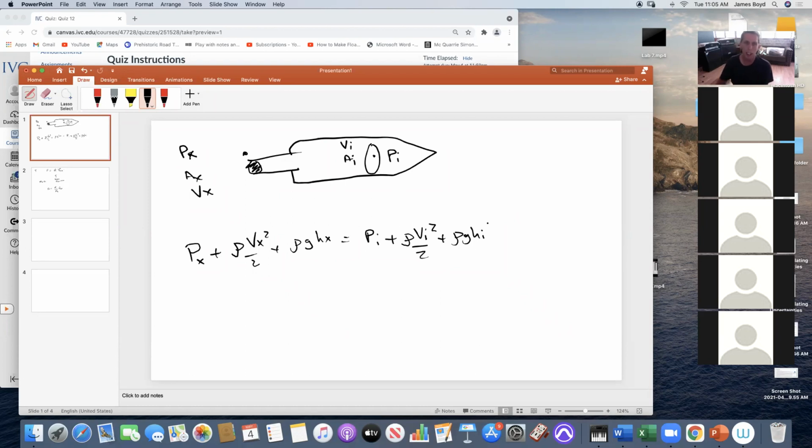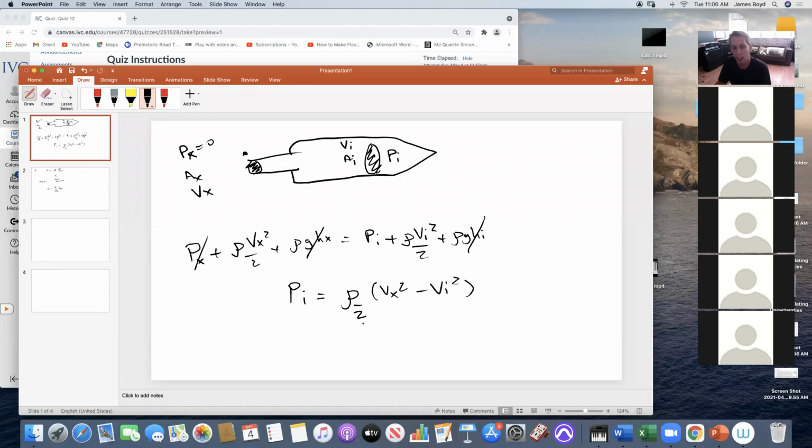In this rocket, and as I said, we're taking A_I to be here and A_X to be here. So in this rocket, there's no change of height, so we can get rid of that. And in fact, we're assuming that the rocket's in space, so this is a vacuum outside. So that goes away. And so what we get is that P_I, the pressure inside, is equal to the density over 2 times V_x squared, and move this term over, minus V inside squared.